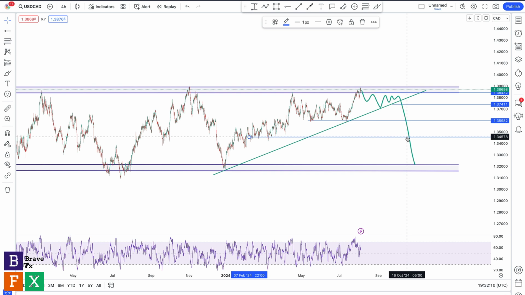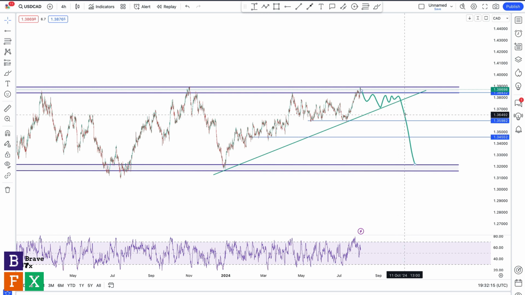So that's why I wanted to talk about this chart, because of the bullish case scenario, which may or may not play out this week, right?